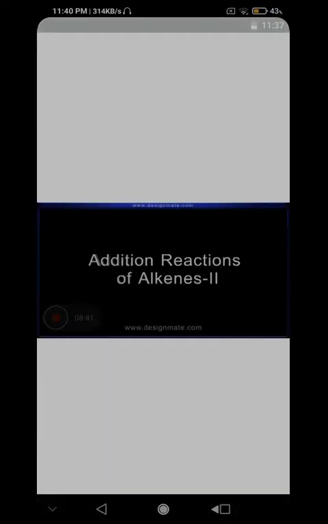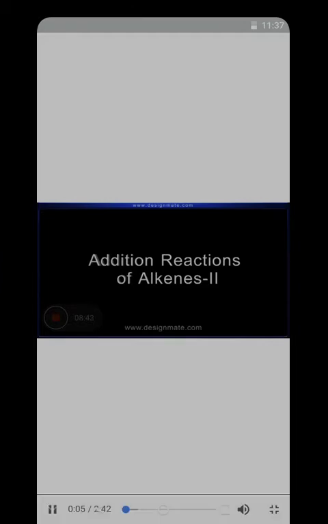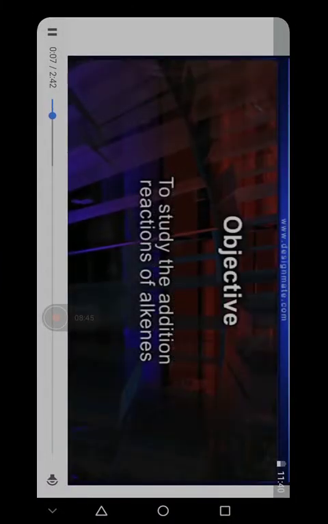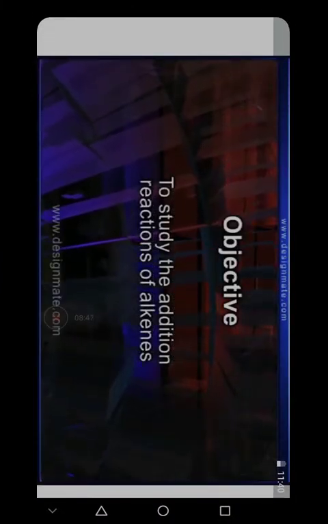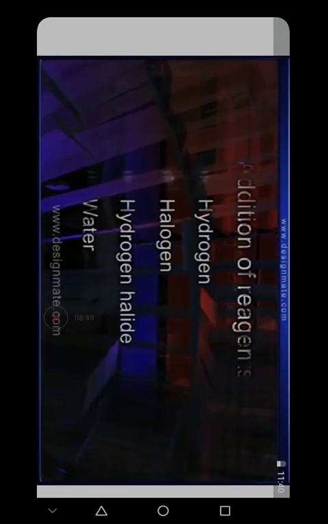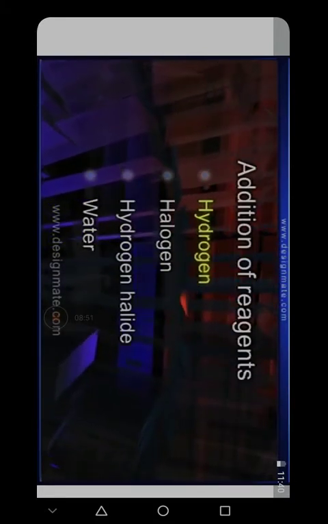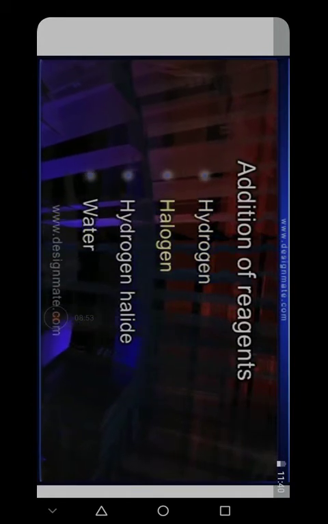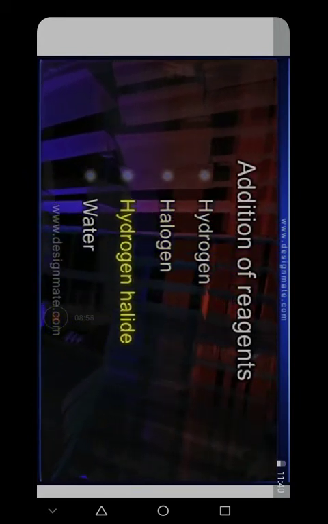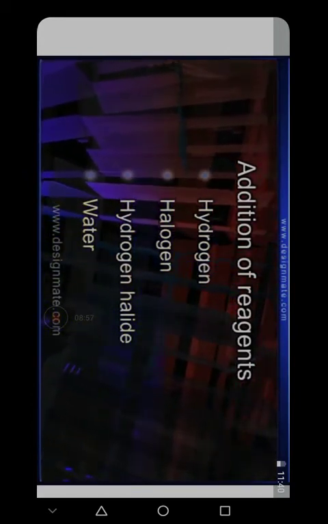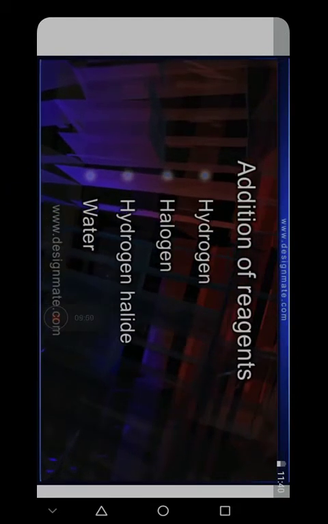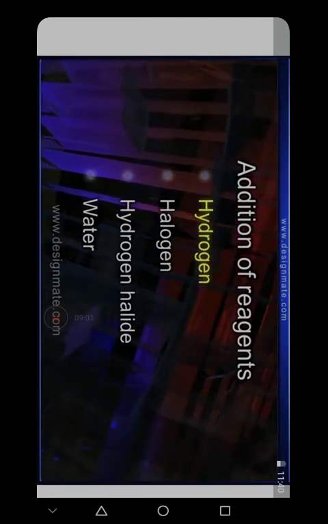Addition reactions of alkenes. Part 2. Objective: to study the addition reactions of alkenes. Addition of reagents like hydrogen, halogen, hydrogen halides, water, etc. to an alkene is known as addition reaction of alkenes.